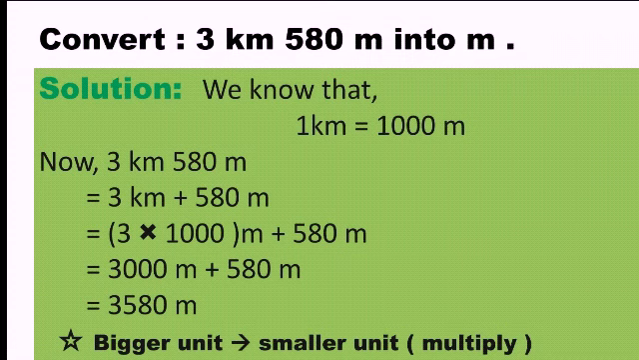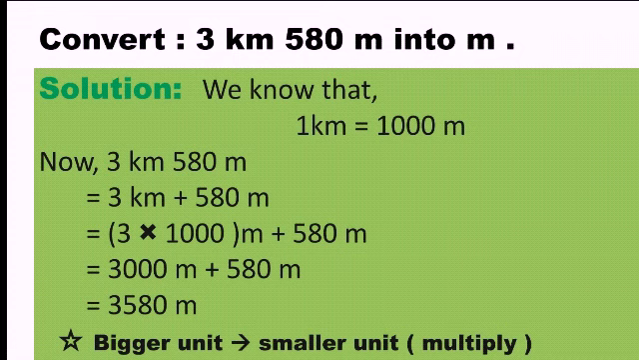3 kilometer 580 meter into meter. Kilometer is the bigger unit, and we have to come to the unit meter. So we have to convert from kilometer to meter. Kilometer is the bigger one and meter is the smaller one. When we convert a bigger unit to a smaller unit, we have to multiply. See, I have written this at the end with a star mark. You need to remember this.